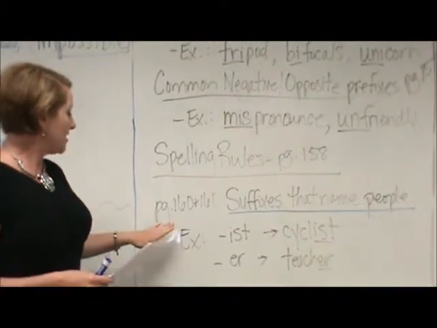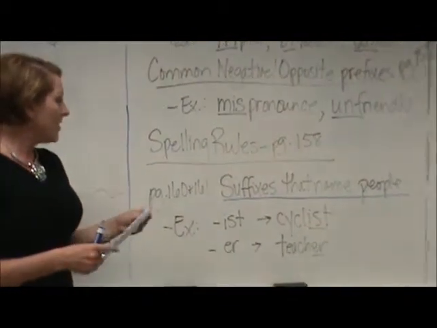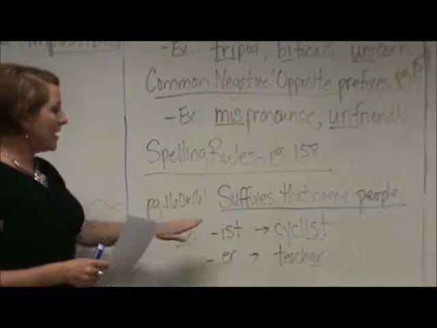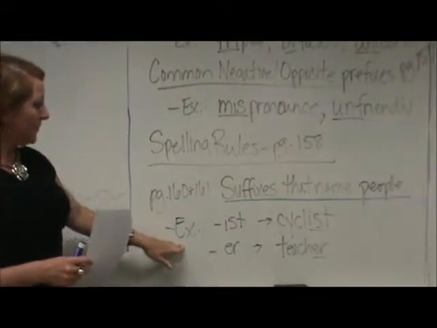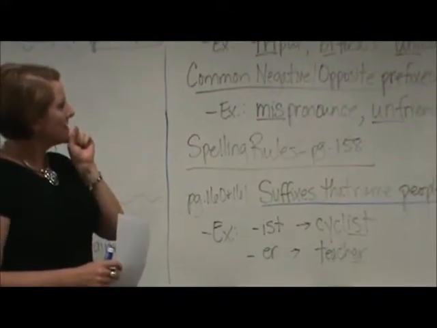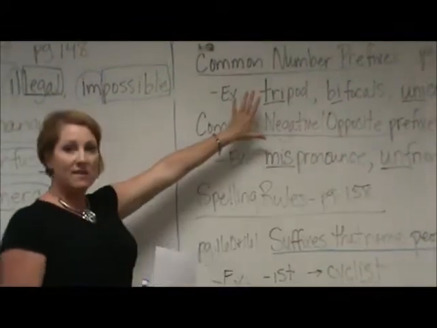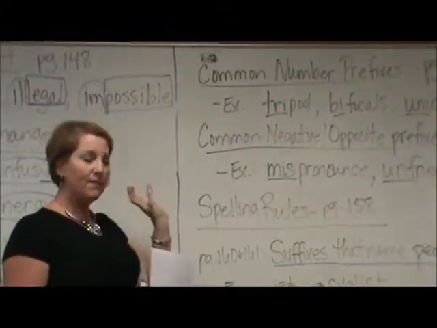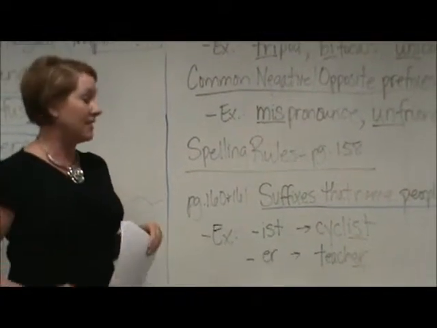All right, on pages 160 and 161, there is a box of suffixes that name people. Okay, for an example, they have, oh, I'm sorry, you know what I didn't tell you is that I just went from prefixes to suffixes. So prefixes were at the beginning of the word, and suffixes are added to the end of a word. Okay, that's really all you need to remember about that.